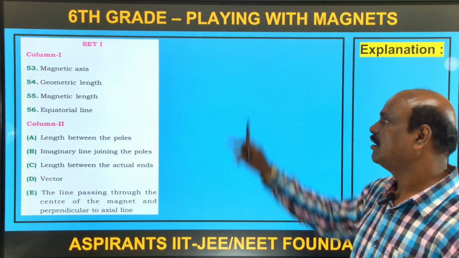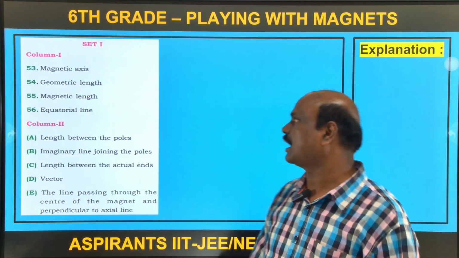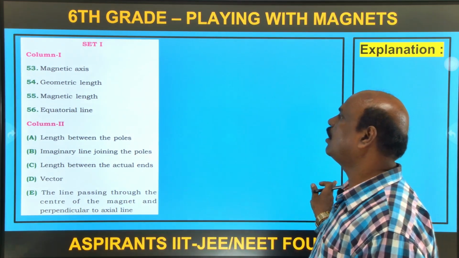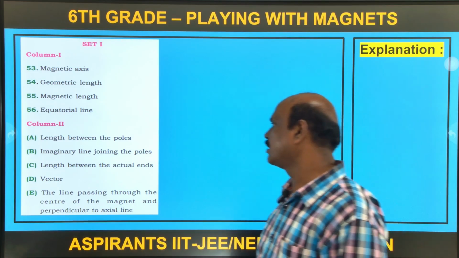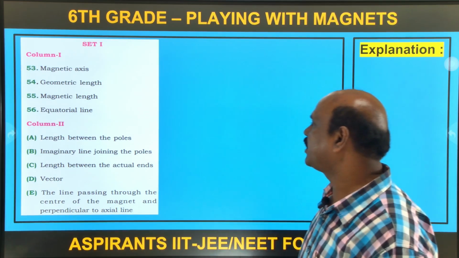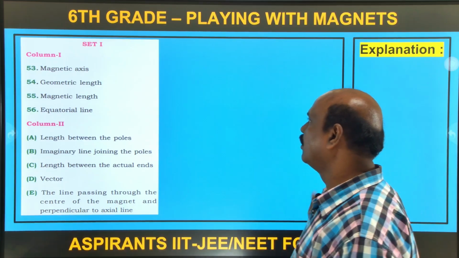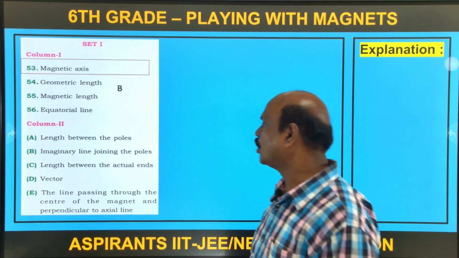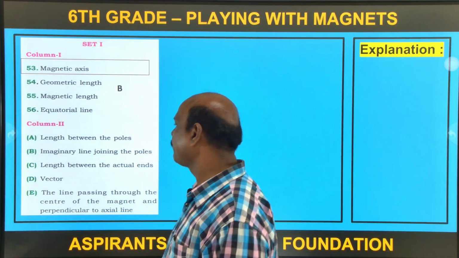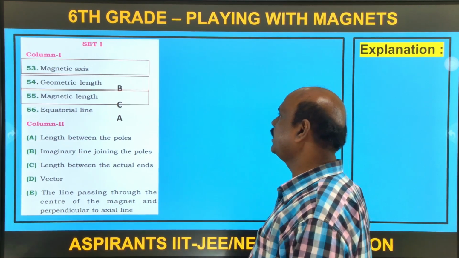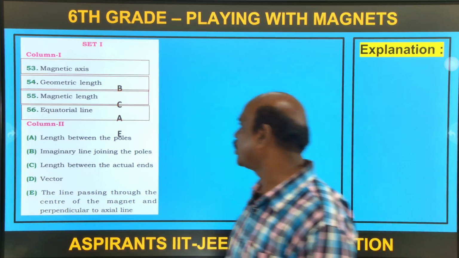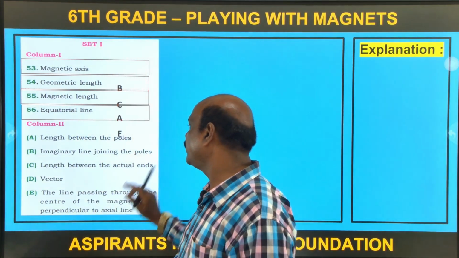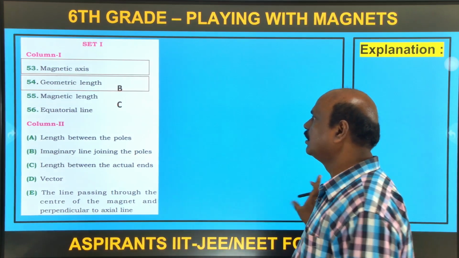Next, matrix match. This is called match the following, which is related to matrix match, which gives multiple answers. Magnetic axis. So what is magnetic axis? The imaginary line joining the poles. So this is option B. Next, you can see the questions which are related. Geometric length is the length which is taken into consideration.